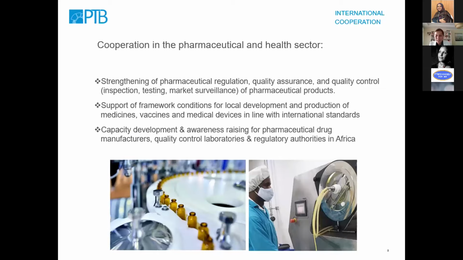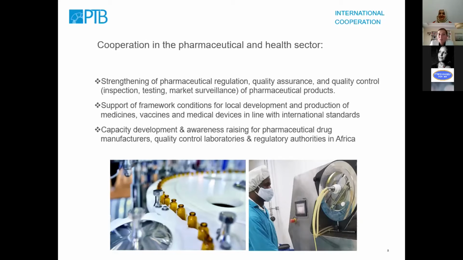Our topic today is metrology for health. So I would like to highlight what we do in the health sector. We are also active in other sectors and areas. But in the health sector, with our partner institutions, we work towards strengthening of the pharmaceutical regulation, quality assurance, and quality control. We support especially trainings and capacity development with regard to inspection, testing, and market surveillance. We support framework conditions for local development and production of medicines. What is also an interesting aspect that will be more important, of course, due to the current COVID situation, will be vaccines and also medical devices.